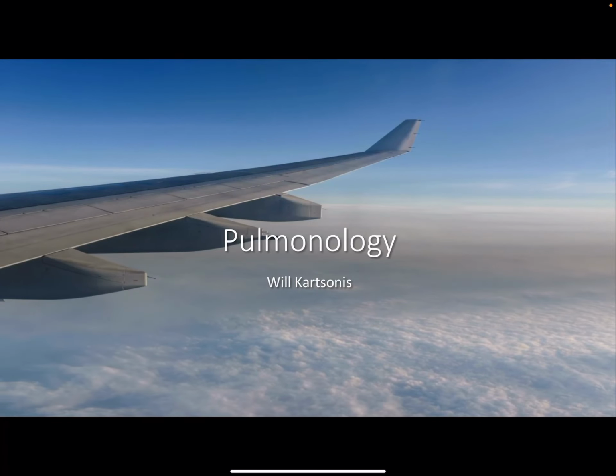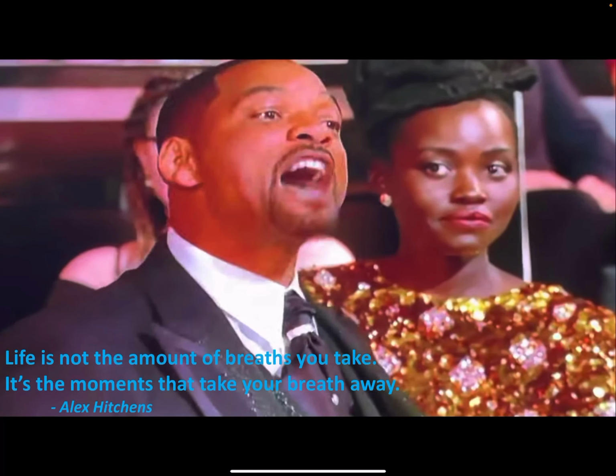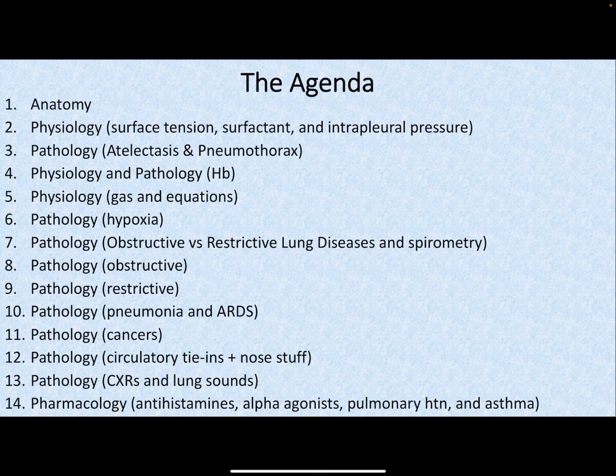Hey everyone, let's talk about pulmonology. Fun? All right, so we're going to start talking about anatomy. Then we're going to go into way more depth than you probably need to know or want to know about surface tension. I think it's just helpful.